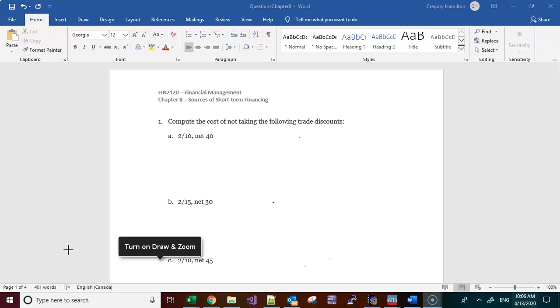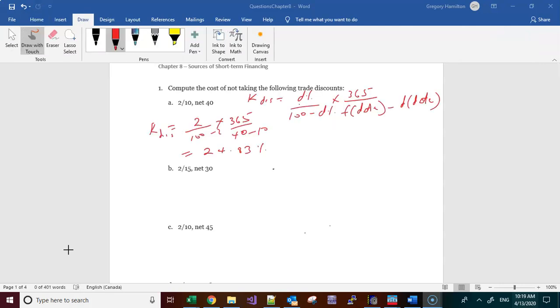And the first question we were looking at, question 1, says compute the cost. Okay, so good morning and welcome to the chapter 8 tutorial. In this tutorial we will be looking at sources of short-term financing. And the first question on the paper we'll be looking at is a trade credit discount.